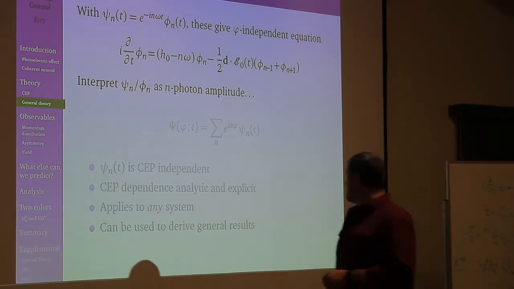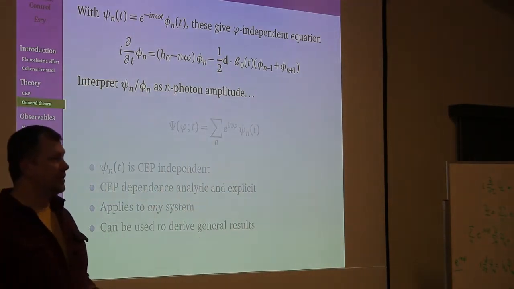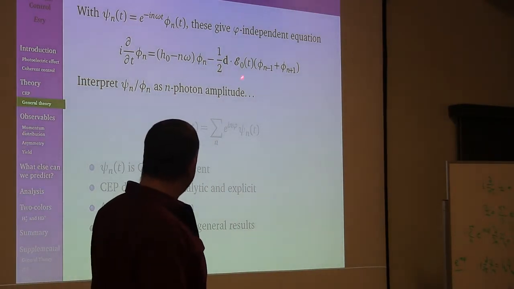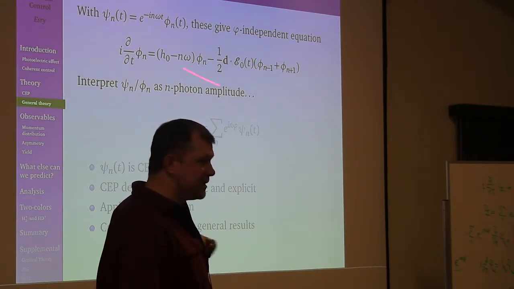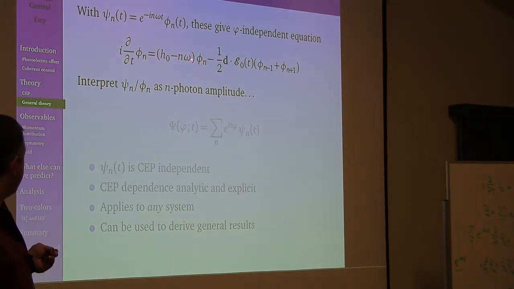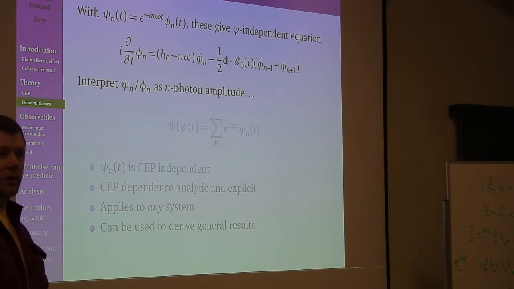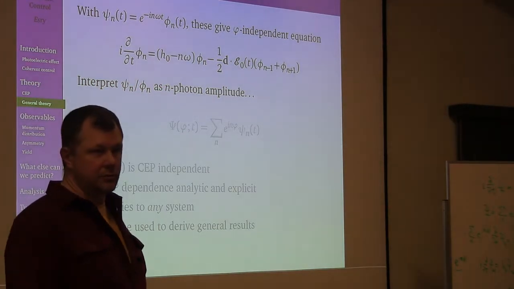Now, because of this equation, and by the way, if there is no envelope, this is the Floquet equation. If E naught is constant in time, this is the Floquet equation. And there's one way that we can make the connection that n is really the number of photons. There's one way that we can make the interpretation that psi n or phi n is an n-photon amplitude.